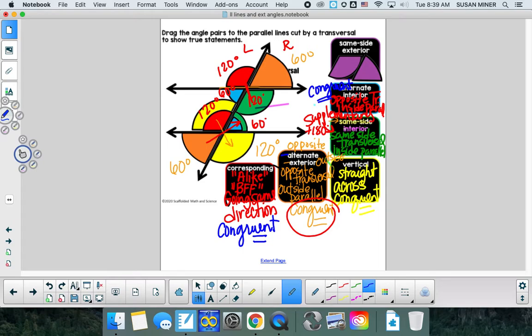We're going to review this again in just a minute with our next page so that we can have another look at some of these angles.